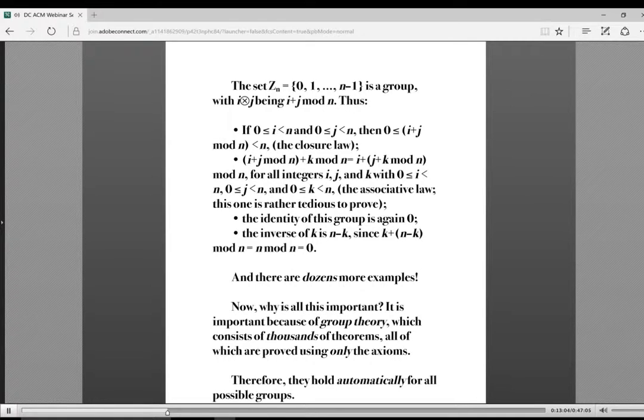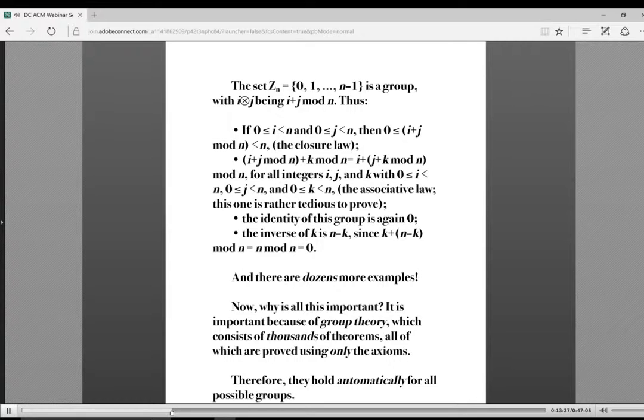This one is rather tedious to prove. Number 3, the identity of this group is again 0. Number 4, now it's a little bit different here. The inverse of k is n minus k. Since k plus n minus k mod n is n mod n, and that's 0.